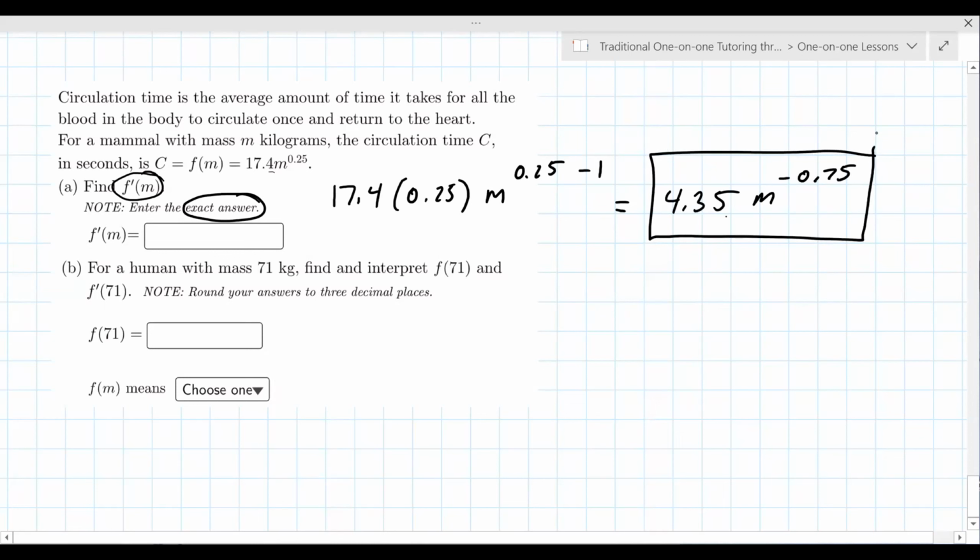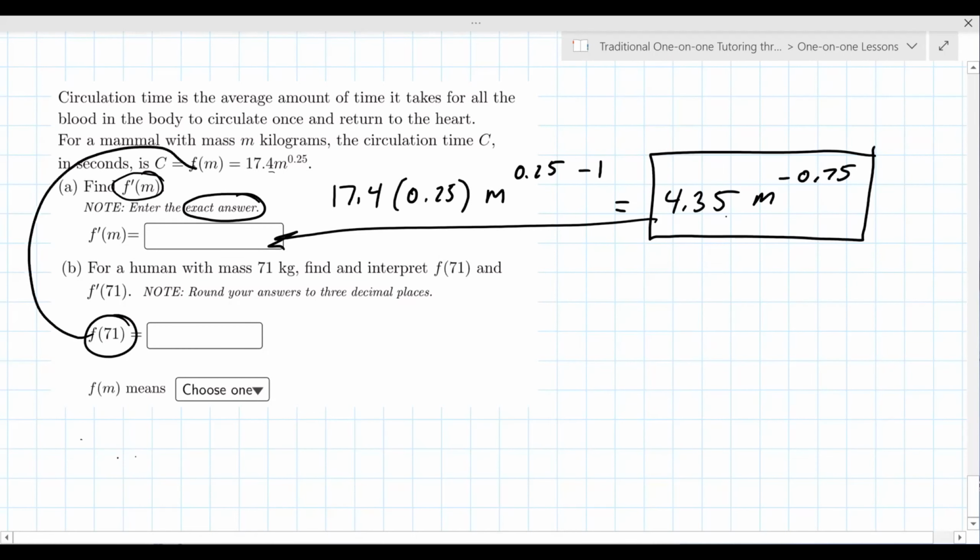Okay. So that's the whole thing. So that's this first box. Did I not snip in everything? It seems like part B is referring to some other stuff that's not here. I didn't scroll down all the way. My bad. So f of 71 means to go back to the original function and put in 71 for m. That's 17.4 times 71 to the 0.25 power. And they want 3 decimal places.